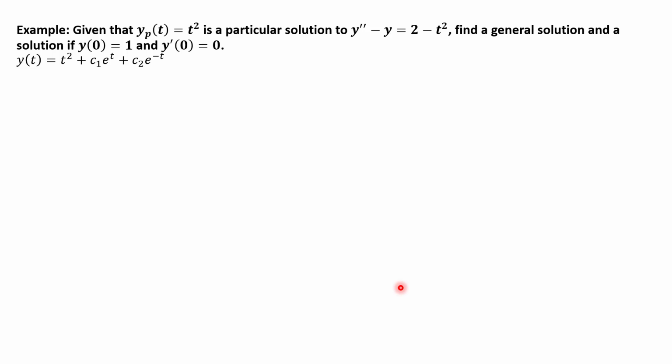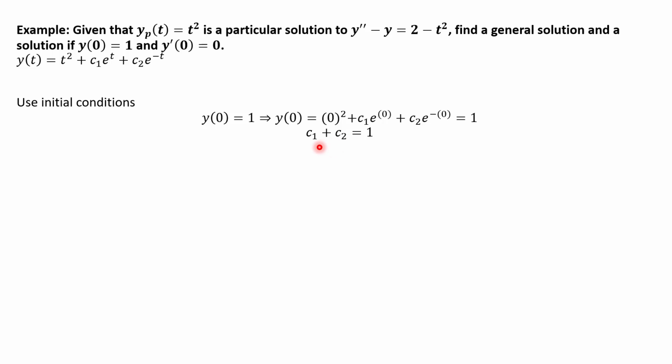All right, now that was the general solution. We're going to go ahead and also find C1 and C2 because we were given initial conditions. From the first initial condition, if we plug in 0 into our solution, it should equal 1. Doing that and simplifying, we get an equation: C1 plus C2 must equal 1.